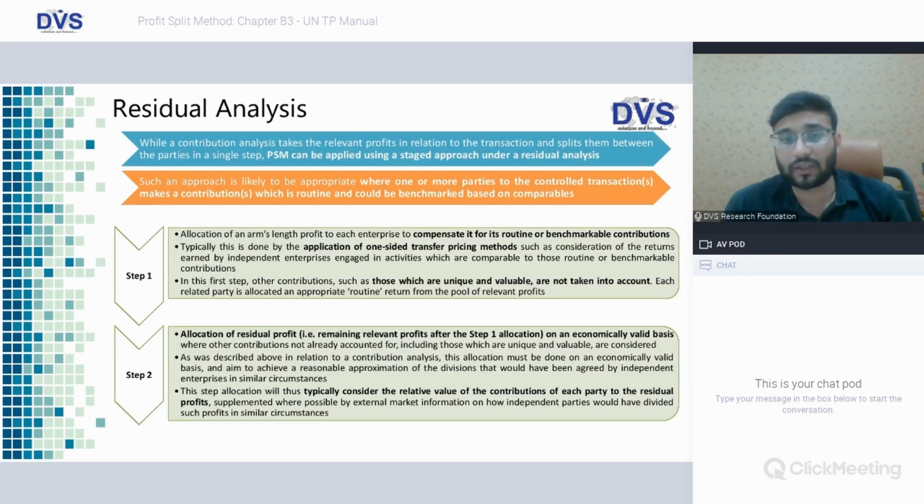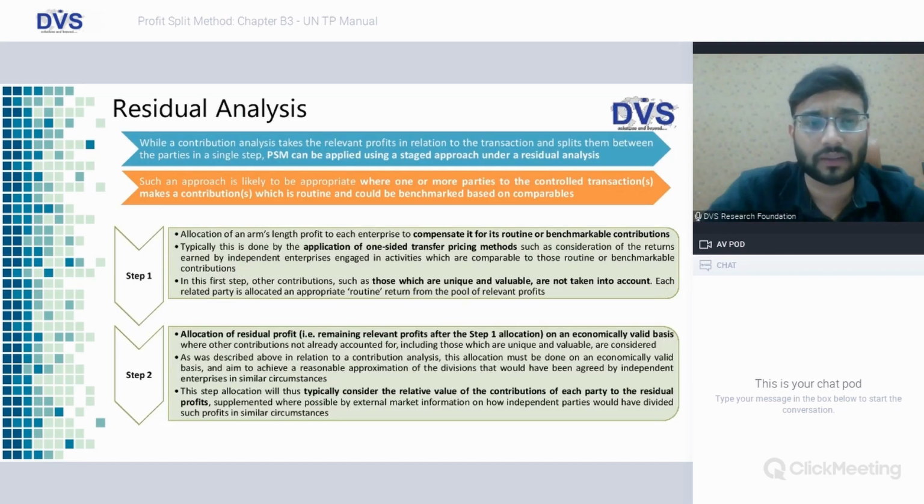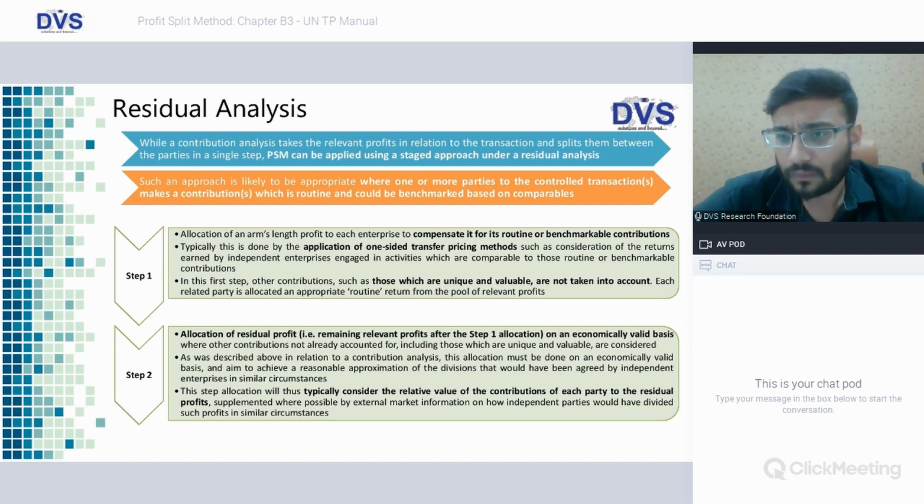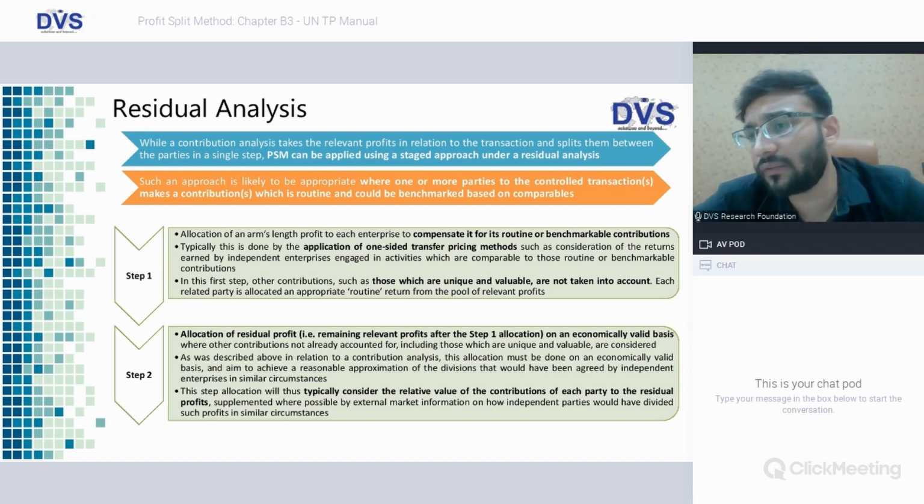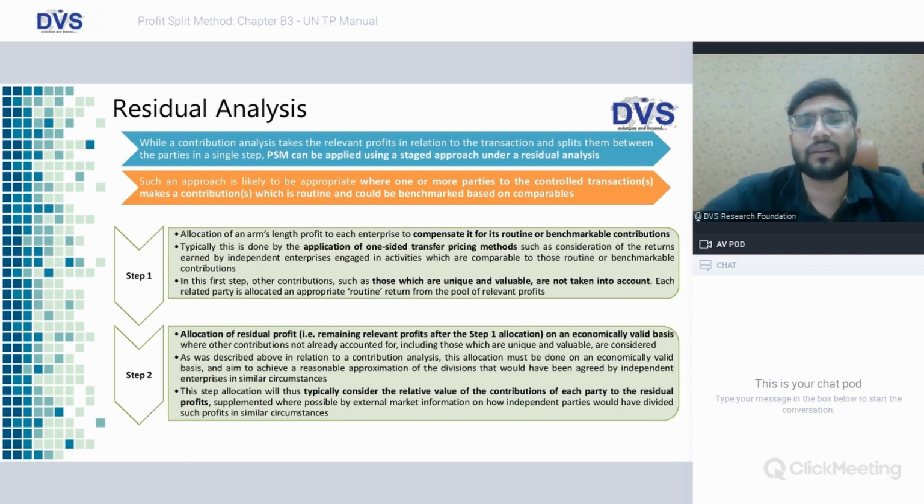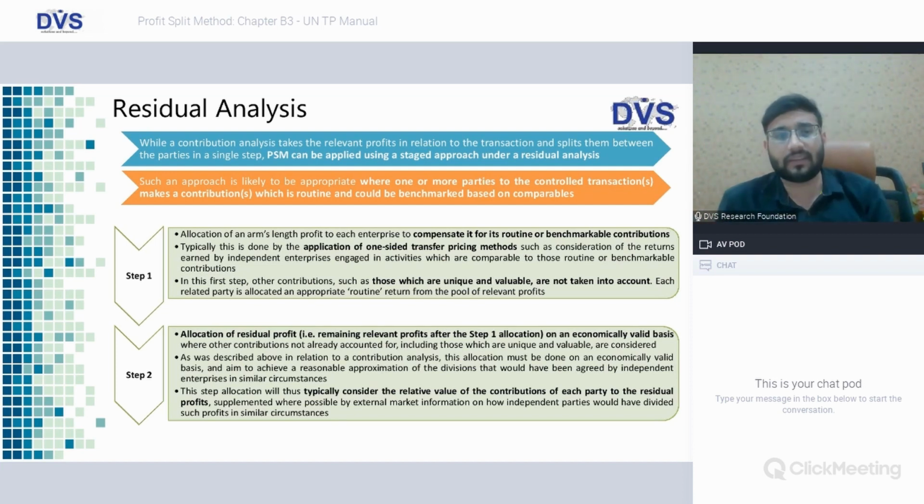The one approach which is used frequently is the residual analysis. So what happens in this residual analysis? Step one, the routine functions. Say for example, for a particular transaction, whatever routine functions are being done, for that there is an arm's length profit. We'll see in the form of an example as well how to allocate profit for that routine functions. After that allocation has been done for routine functions, the balance which is left, the balance residual profit, is allocated on an economically valid basis.